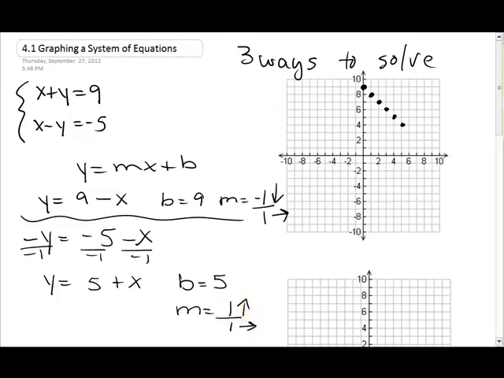So I'm going to pick up the blue and start at 5. 1, 2, 3, 4, 5. And it's up and to the right, up and to the right, up and to the right, up and to the right. And so now we can see where they crossed right here.